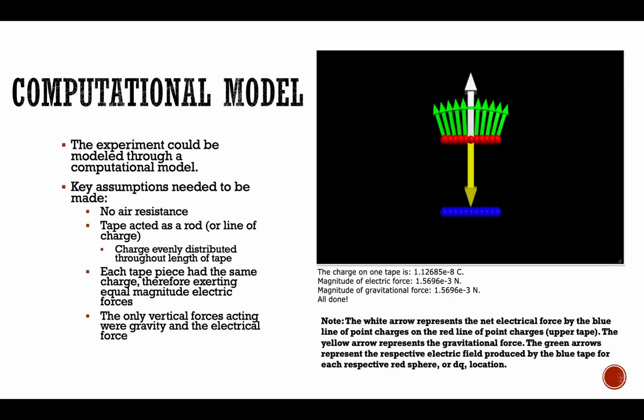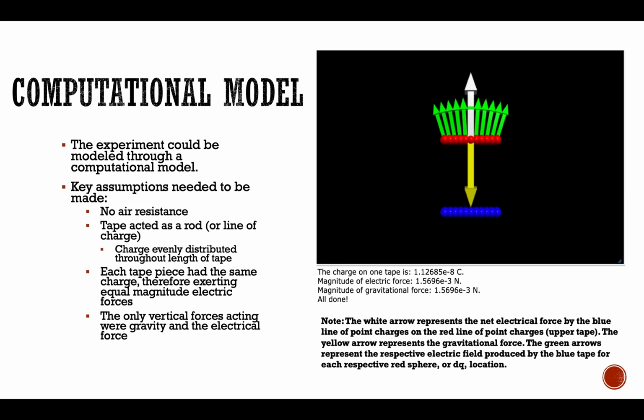My computational model of this experiment visualizes the assumptions needed to calculate the charge on the tape. First, air resistance can be neglected. The lower and upper pieces of tape act as an evenly distributed line of charge. In my computational model, the line of red spheres acts as the upper tape, and the line of blue spheres models the lower tape. Further, each piece of tape is assumed to have the same charge.